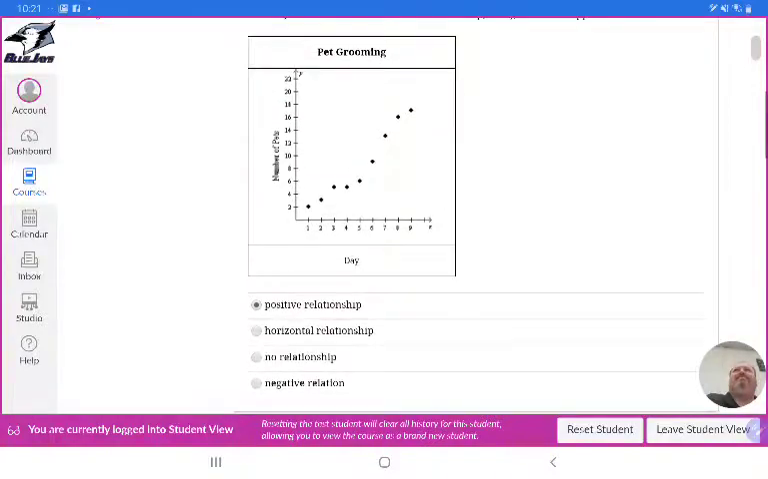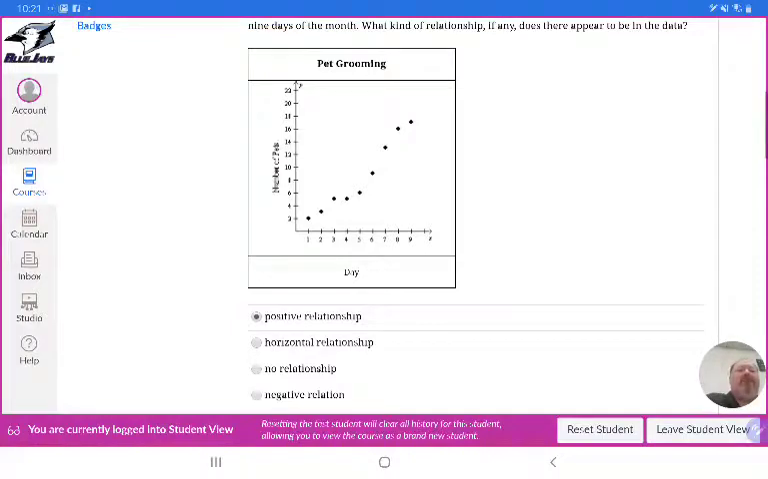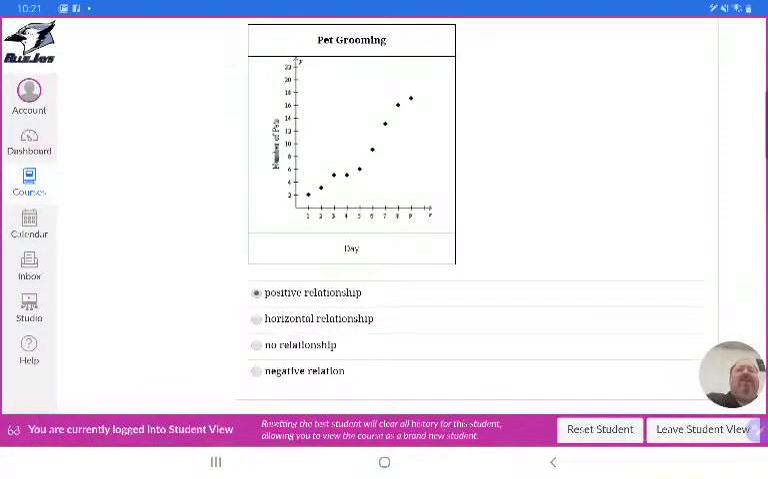What do you think? Positive. It's positive, right? It goes up. So that would be a positive relationship. So you're looking to see the direction, if there is a direction in the graph. All right.